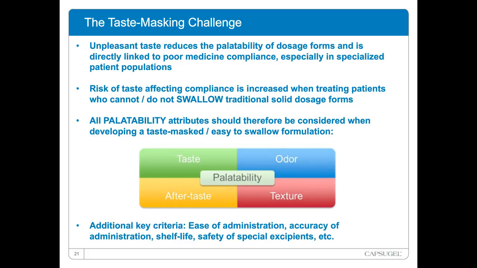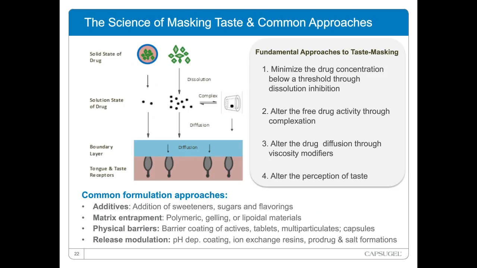The science of masking taste and common approaches to doing so are highlighted on this next slide. Fundamentally, one can minimize the drug concentration below a threshold through dissolution inhibition to minimize the sensation of taste. One can alter the free drug activity through complexation. One can alter the drug diffusion to the tongue and taste sensors through viscosity modifiers. Or one might be able to alter the perception of taste through flavorants and other additives.